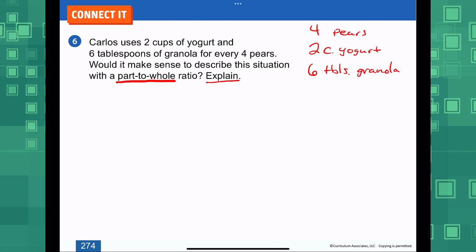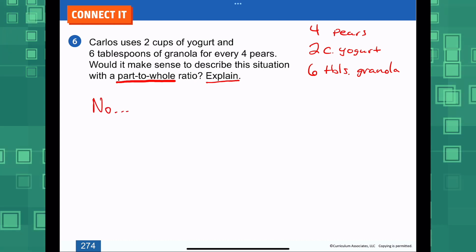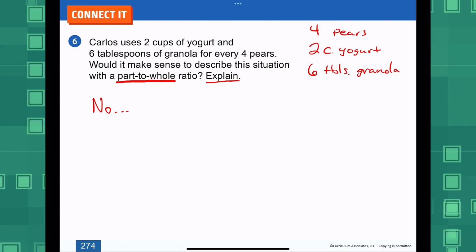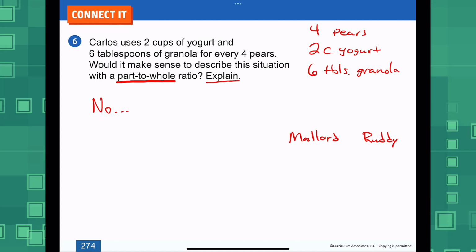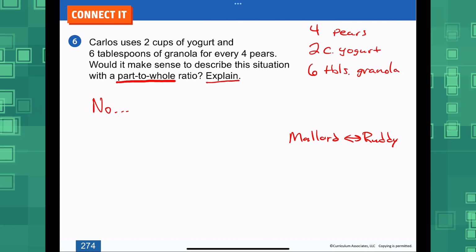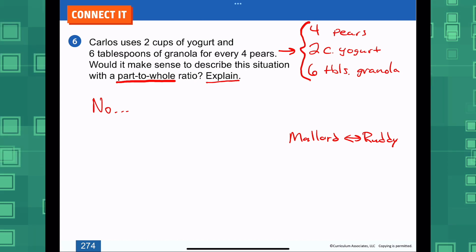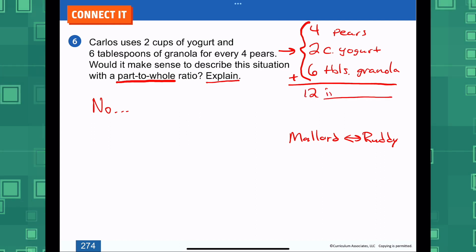Now you may have said yes and had a good explanation for it. I personally would say no. Why? Well, I'm not going to write this all out, but when we're talking about mallard ducks versus ruddy ducks, in both cases, we're talking about ducks. That makes sense to do a part to whole comparison if necessary. But in this case, I don't know if we can make that comparison, because if I add this all up, 4 plus 2 is 6 plus 6 is 12. I have 12 what? Ingredients?